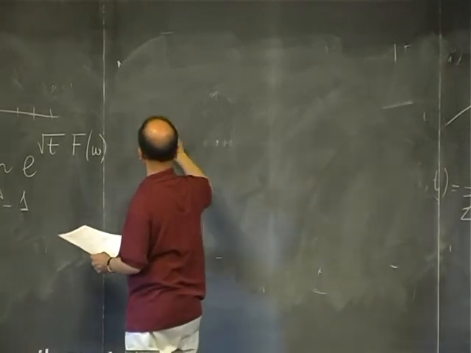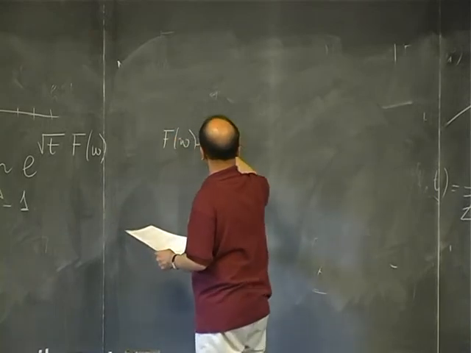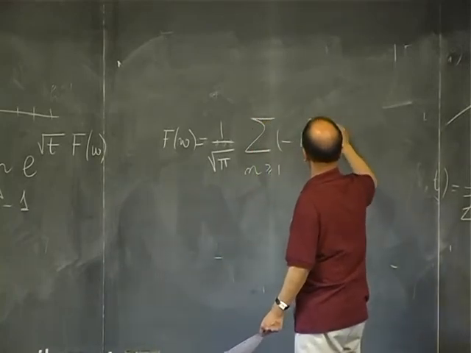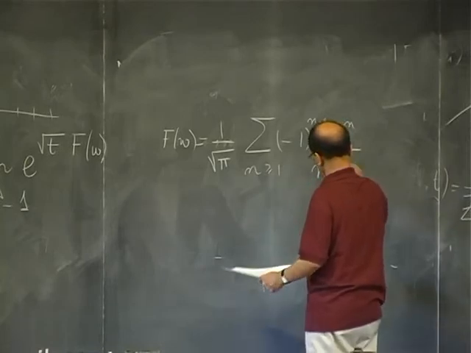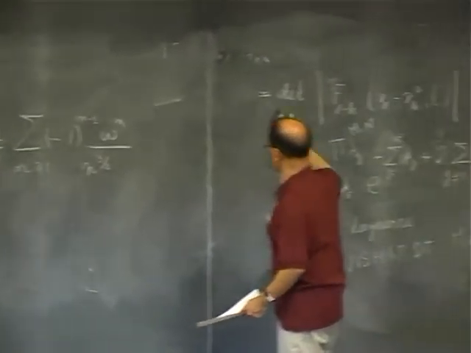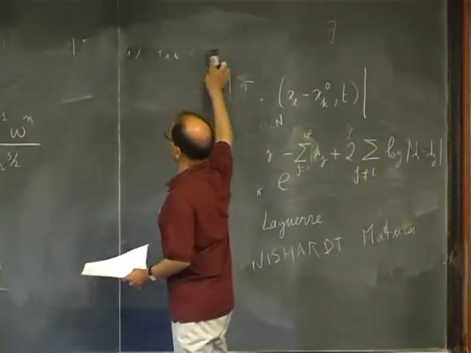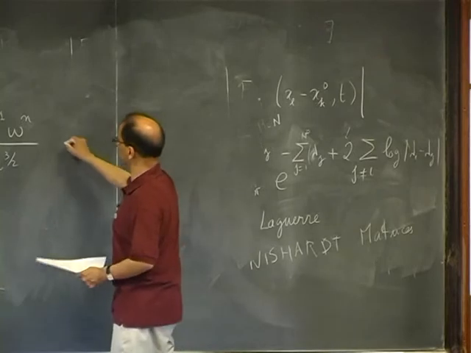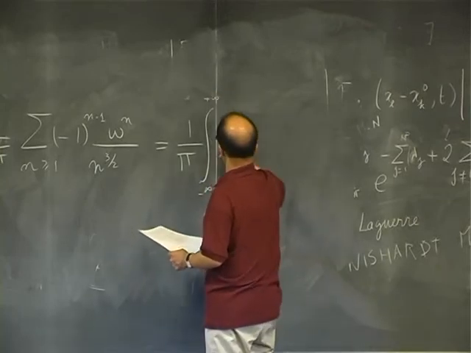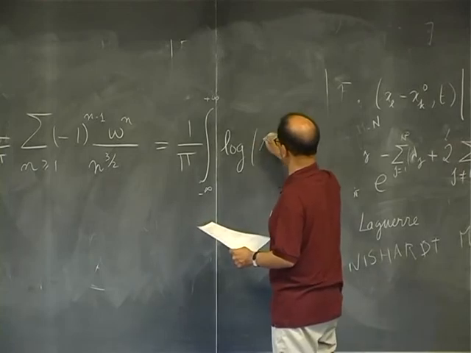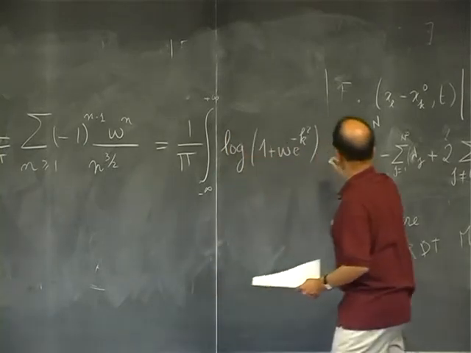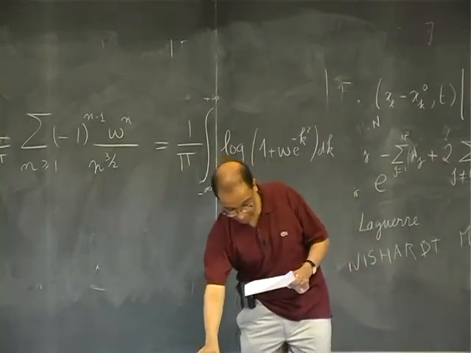There is an explicit formula for this function: 1 over square root of pi, sum over n bigger or equal than 1, minus 1 to the power n minus 1, omega to the n over n to the 3 over 2, I think. And you can find an easy analytical continuation of this formula, because this is only valid for omega close to 0. There's a very trivial way of continuing it. You just expand the log with respect to omega and compute the integral, and you'll get the same thing. It's an art of finding analytical continuation, but here it's simple. It's a very good formula.